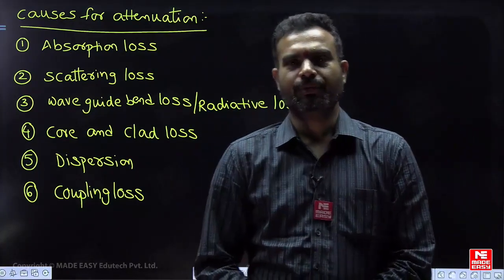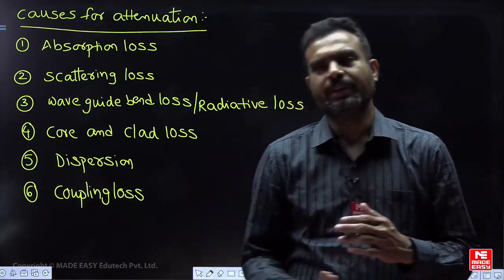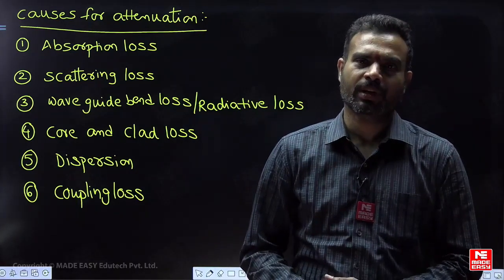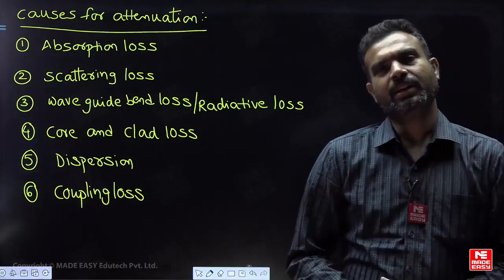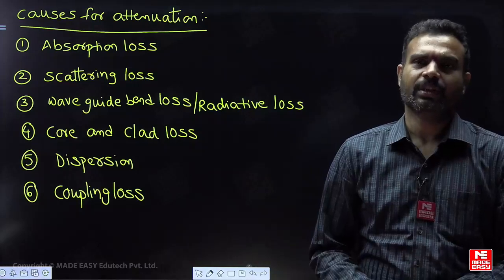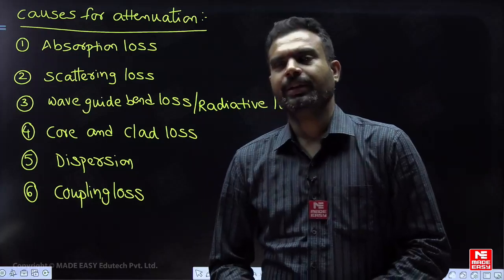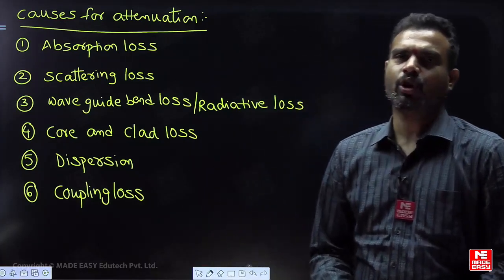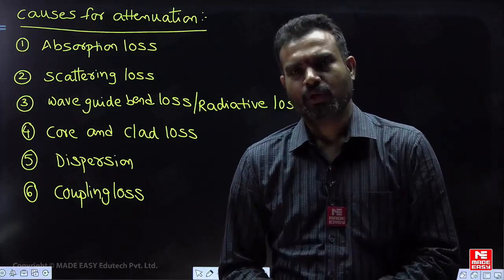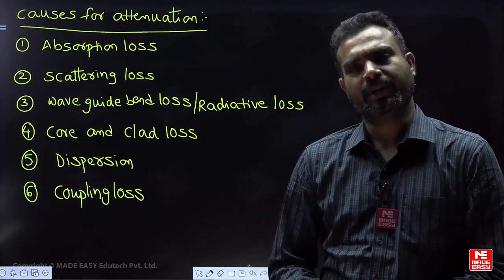In yesterday's class I explained the first low loss window, second low loss window and third low loss window. The achievement in the first low loss window is that a laser was fabricated at 850 nanometers, and the achievement at 1300 nanometers is dispersion shifted fibers. Today I will explain why they are called dispersion shifted fibers. The third important one is WDM, wavelength division multiplexing technique, implemented by transmitting information from one point to another at 1550 nanometers.